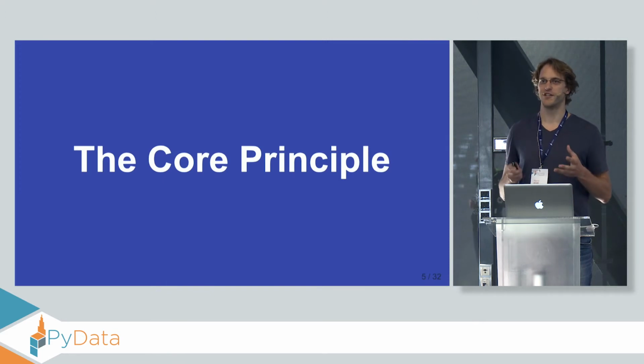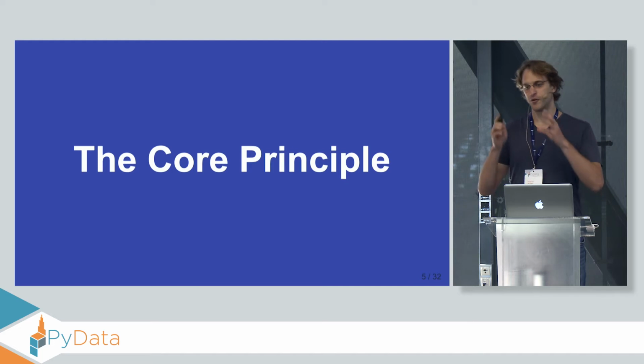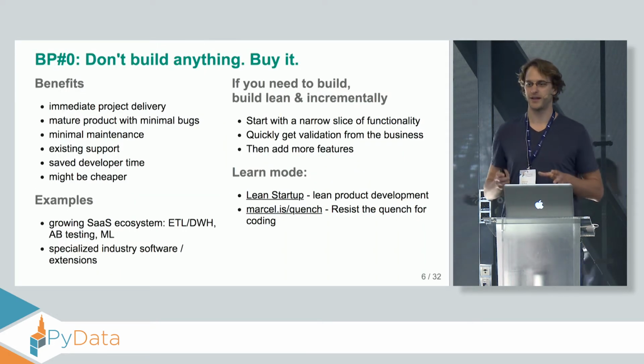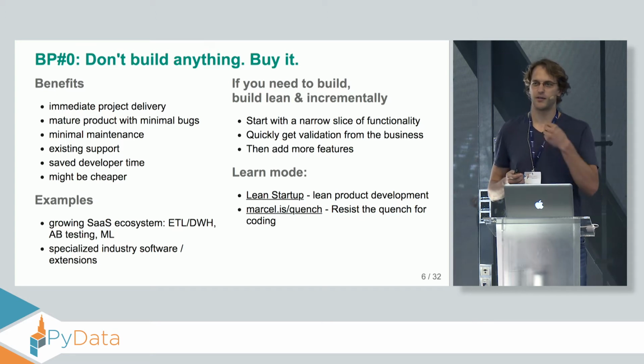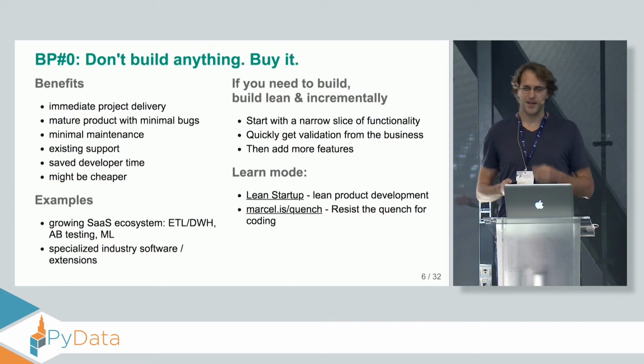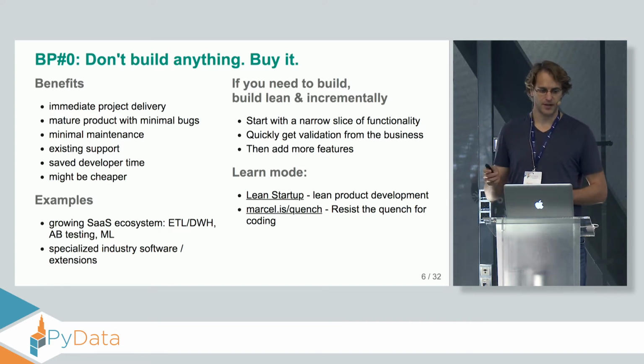So the very core principle, the first one: you have developed a model and you want to put it in production. Well, most importantly, don't build anything. Don't industrialize your code. Just buy an off-the-shelf solution. There are immediate benefits to this, from rapid project delivery, minimal maintenance, and so on. You can all read it on the left side.